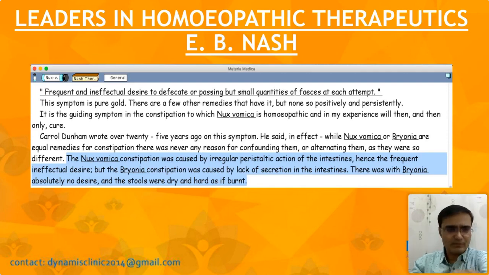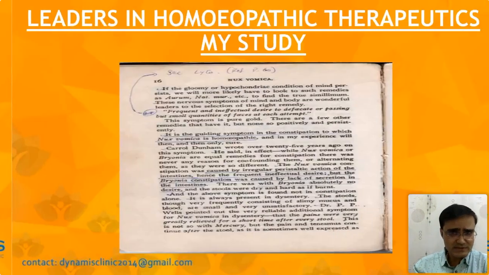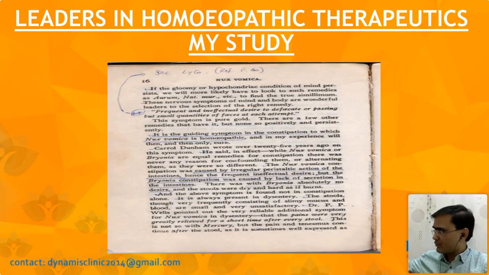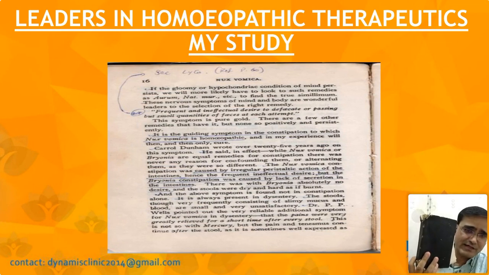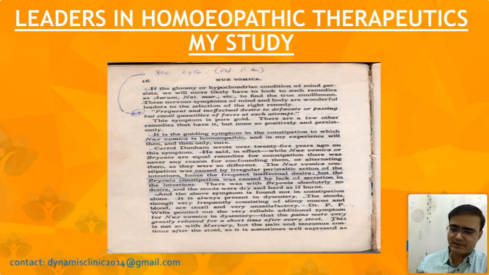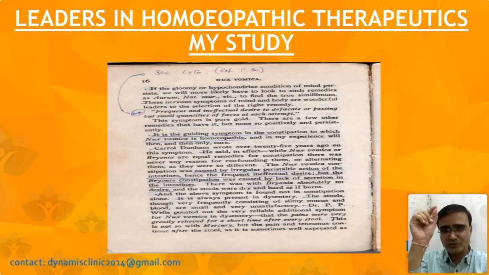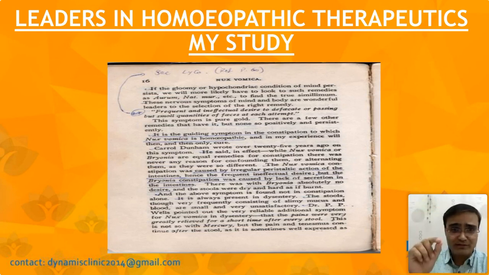Now this I am showing you from the software, but I also want to show you what I used to do when I was a student. This is from my own hand copy which I have at my table. I read it maybe 20 times even today, multiple times through and through. On Nux vomica, you can see on page number 16, there are double stars and I have made an arrow and written C Lycopodium, refer page number 60. That's what I wrote in my college days.